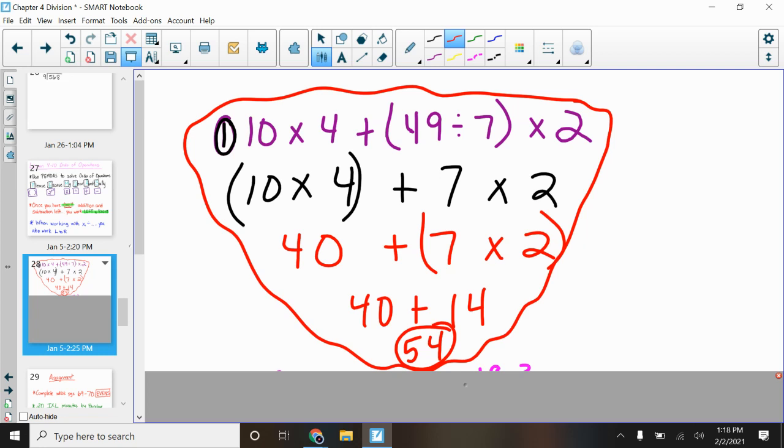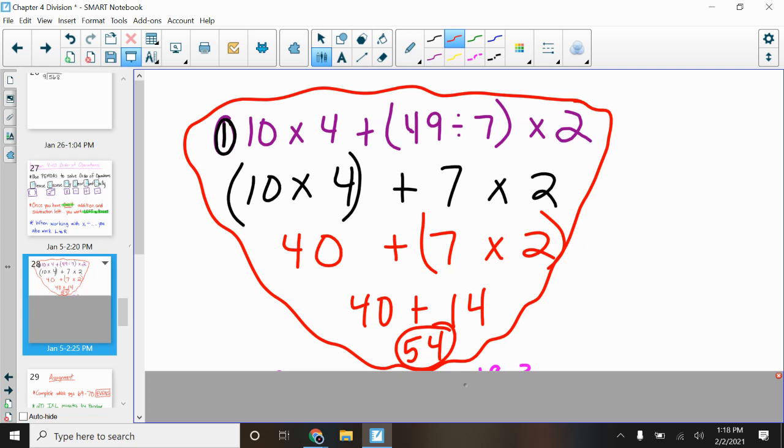And when you see problems like this, what kids like about them is that none of the math inside of here is hard. 10 times 4 is not hard. 49 divided by 7 is not hard. Multiplying by 2 is not hard. But if you don't do things in the right order, you're going to get an answer. It's just probably not going to be the right one. Okay? So, how about you try one on your own?